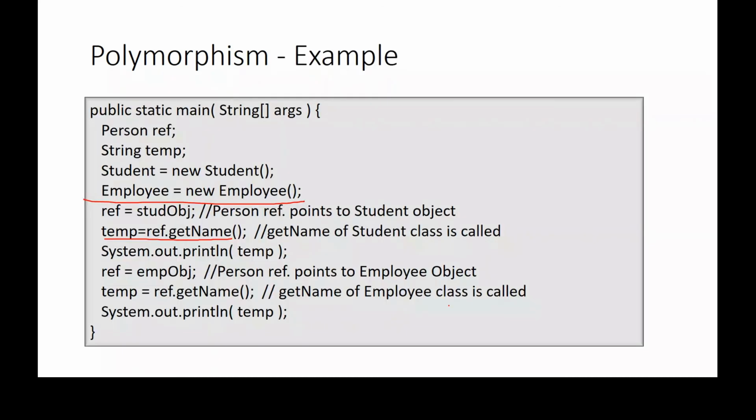Same thing if you want to say it equal to the employee job. Same thing if you say reference equal to employee. When you call reference.getName, it will call what? The one in the employee, not in the person. Okay? The one in the employee, not in the person.